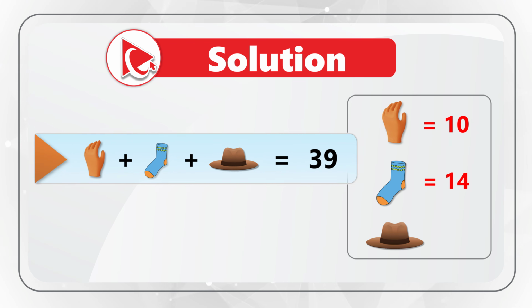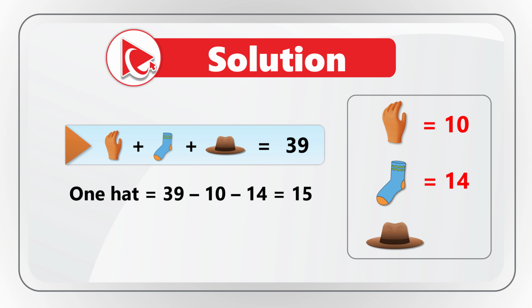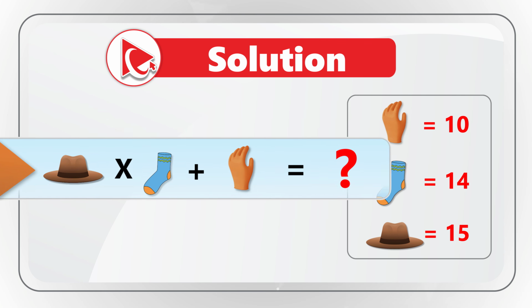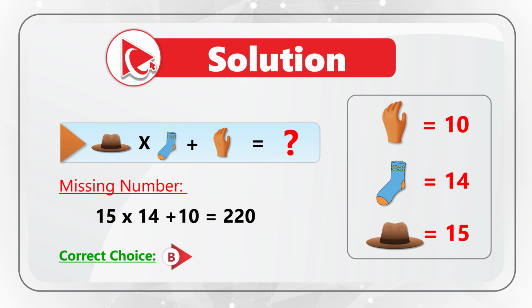Let's go to the third expression. 1 glove plus 1 sock plus 1 hat equals 39. We can calculate the value associated with hat. It equals 15 because 39 minus 10 minus 14 equals 15. Now we are ready to calculate the missing number. And to do that, we need to multiply 15 by 14, which would be equal to 10, and add 10. This is the value of hat multiplied by sock plus the value of glove. So the correct answer here is choice B, 220.